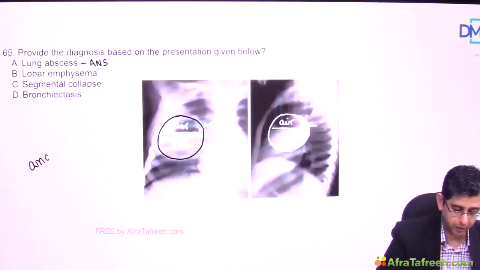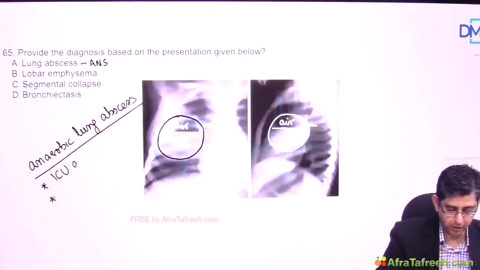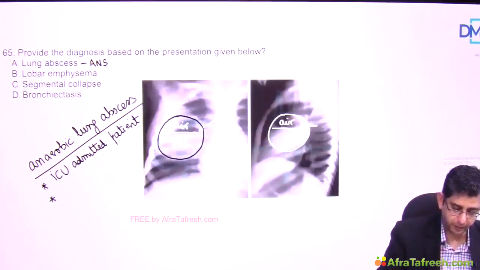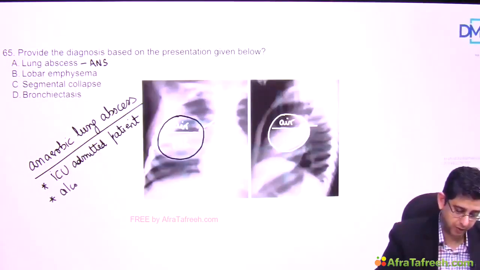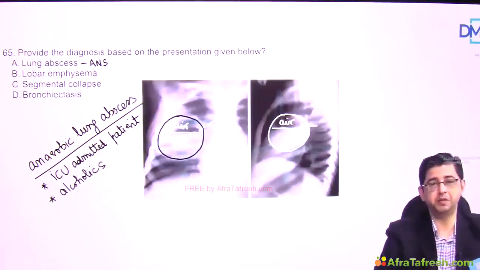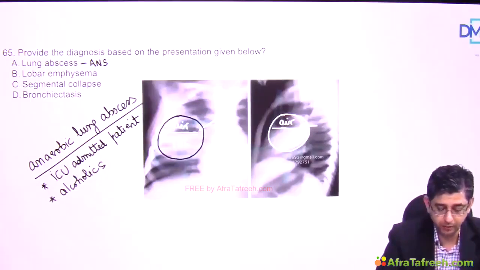The most common cause for lung abscess is anaerobic organisms. Anaerobic lung abscess is common in those patients who have impaired airway clearance. So ICU admitted patients who are under neuromuscular paralysis and sedation will have impaired airway clearance. Anaerobic lung abscess would also be encountered in patients who have impaired airway defense, such as alcoholics who are abusing alcohol. Binge drinking can contribute to impaired consciousness, and therefore they can have anaerobic lung abscess.